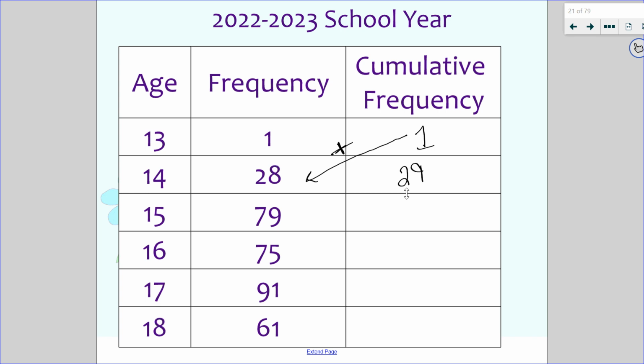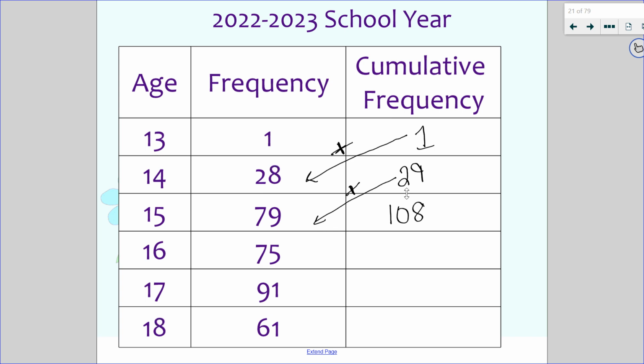Okay, so let's go next one. You do 29 plus 79. And again, that will tell you the number of students that are 15 and younger. So 29 plus 79, that's 108 students that are 15 and younger. So 108 students that are incapable of driving. So that would give you a sense of number of students that can't drive to school, for example. Just a little bit of information.